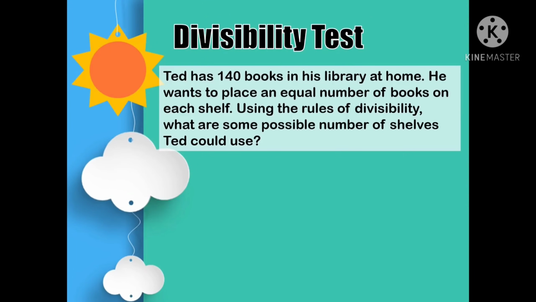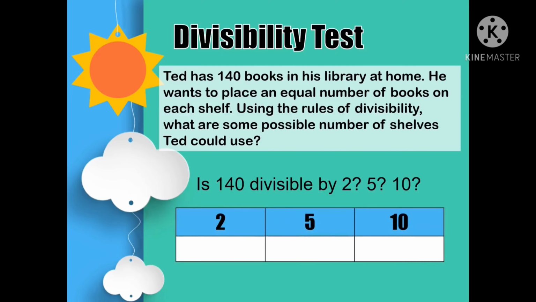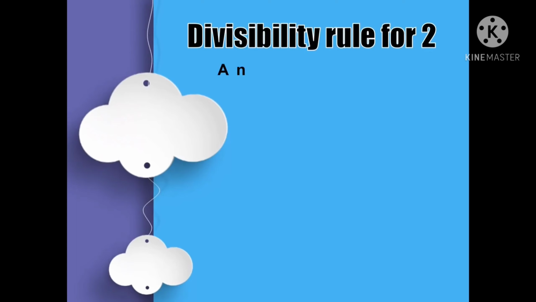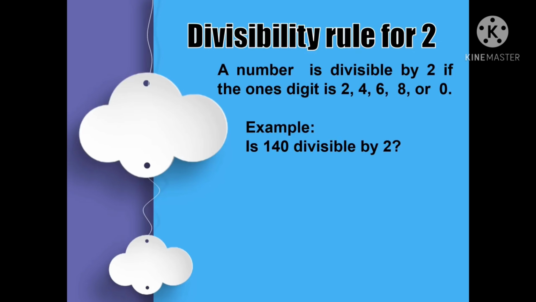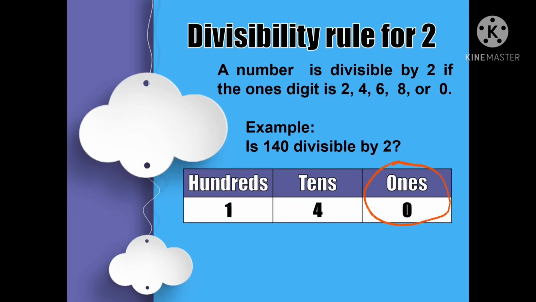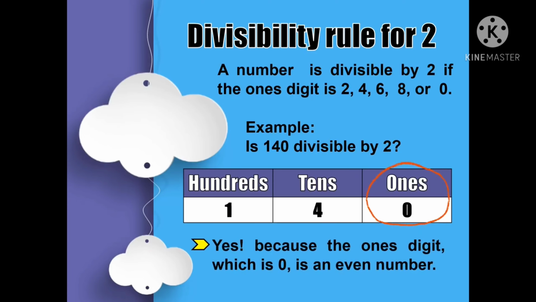So let's have a divisibility test. Let's see if we can use the divisibility rule for 2, 5, and 10. Is 140 divisible by 2, by 5, or by 10? Let's check it out. Let's start with the divisibility rule for 2. A number is divisible by 2 if the ones digit is 2, 4, 6, 8, or 0. For example, is 140 divisible by 2? So the ones digit is 0. Therefore, 140 is divisible by 2.